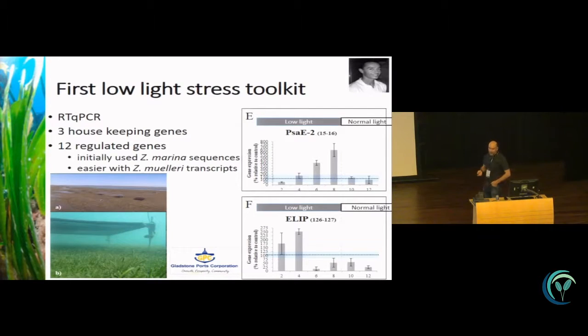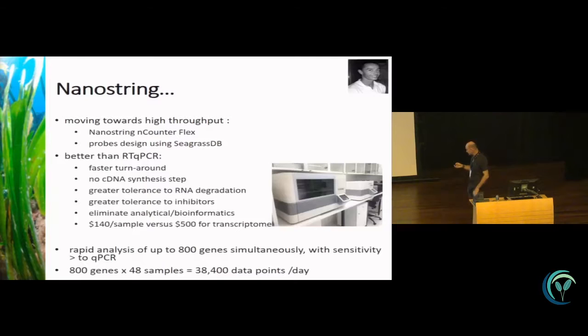ELIP, early light induction protein, is another one that worked for this. As soon as we put it under low light, it upregulated. It downregulated while we were still 6 to 8 days under low light, but then when we returned it to high light, it didn't upregulate again. So these are 2 genes that allowed us to understand when a seagrass was suffering low light stress. That was back in 2014.